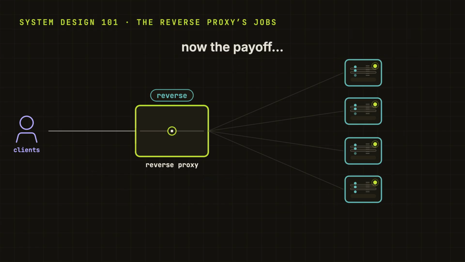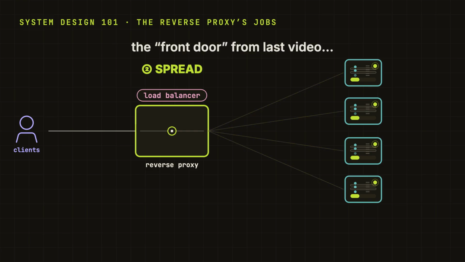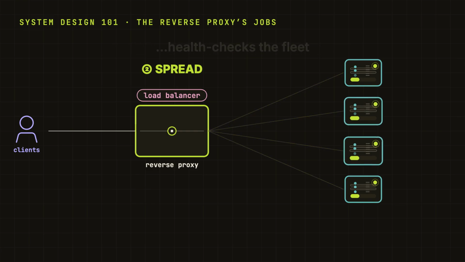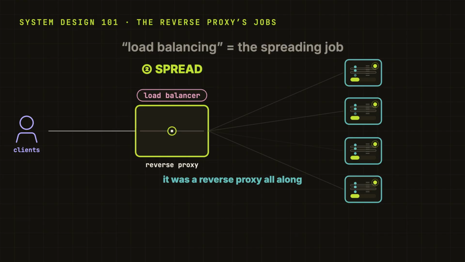Now, here is the payoff, and it is the box from the last video. One of the jobs a reverse proxy can do is spread incoming requests across many identical servers. And that one specific job is exactly what we have been calling a load balancer. So, that front door from the last episode, the one that hides a whole fleet behind one address and health checks them, as long as it is the smart, HTTP reading kind, that was a reverse proxy the entire time. Load balancing is just the spreading job it happened to be doing.